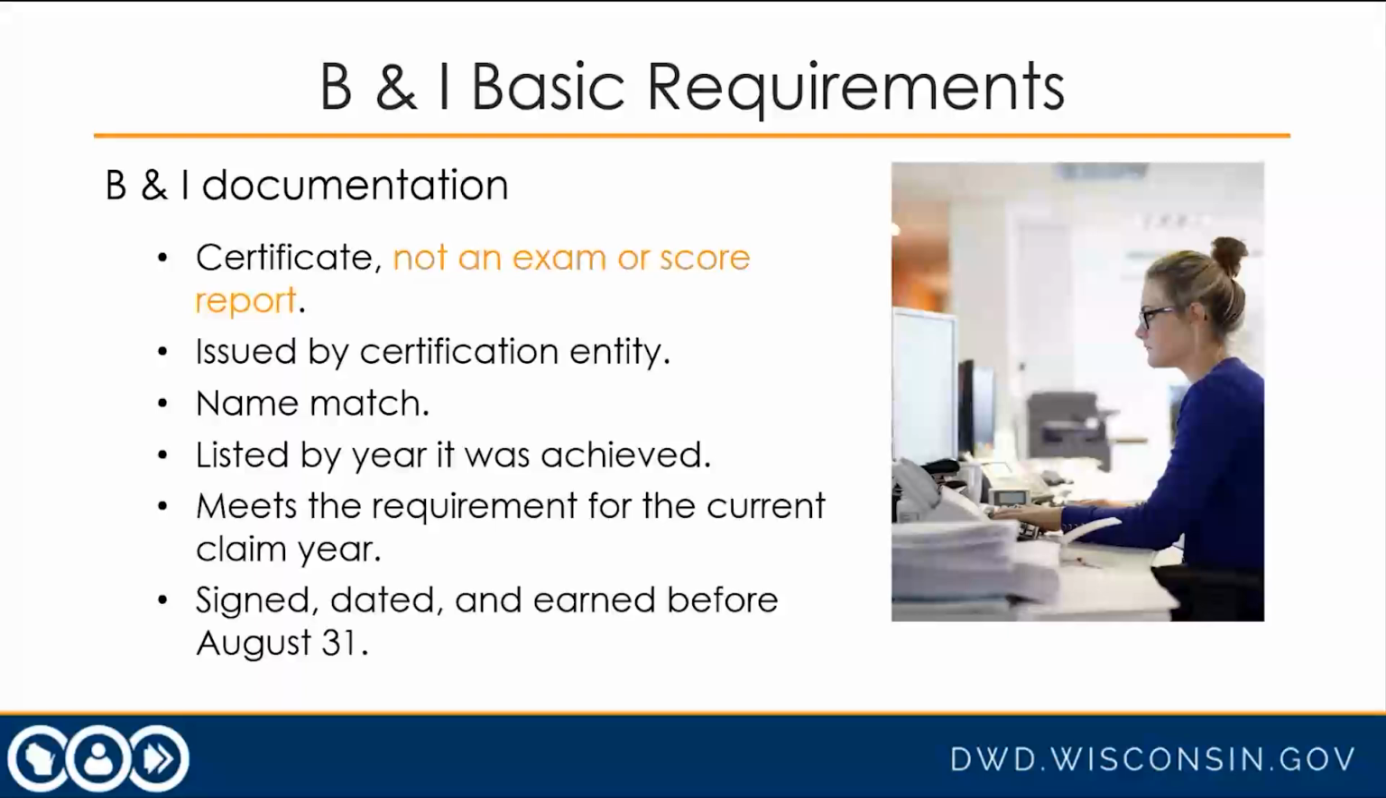The certification is on the certifications list for the year it was achieved. If the year achieved was different than the student's year of graduation, you'll refer to the list from the year the certification was earned to know that the certification was approved in that year. But you'll also refer to the current year's approved list to know what documentation we're requiring. And the certificate must be signed, dated, and earned before August 31st for a class of 2024 claims.